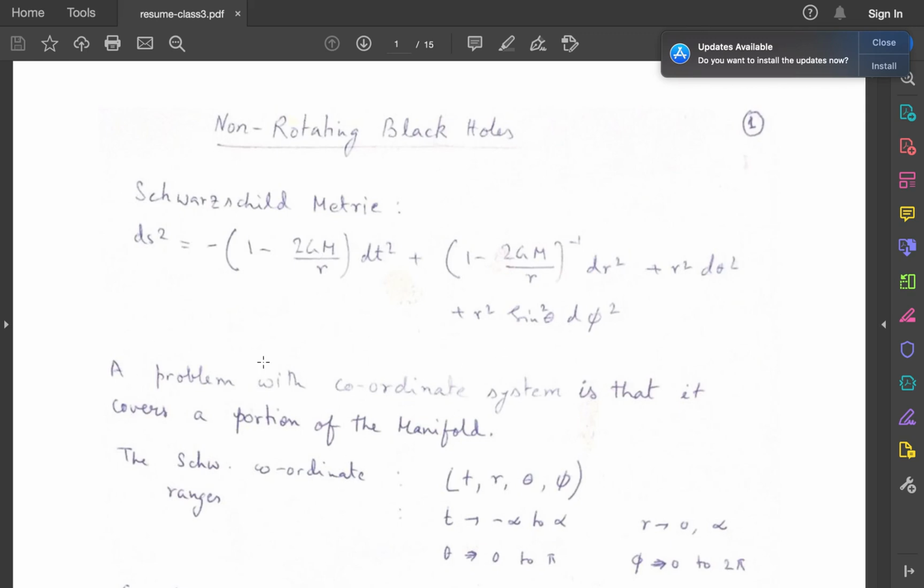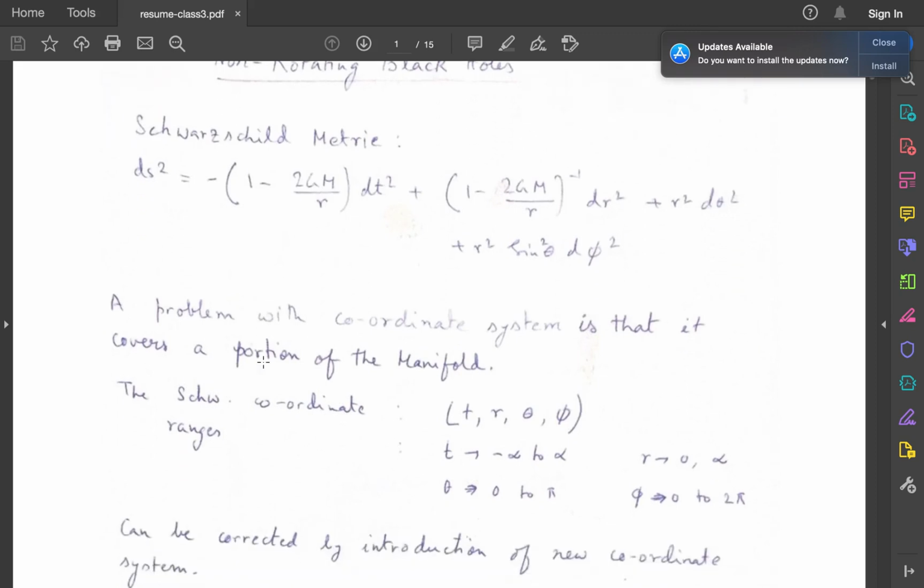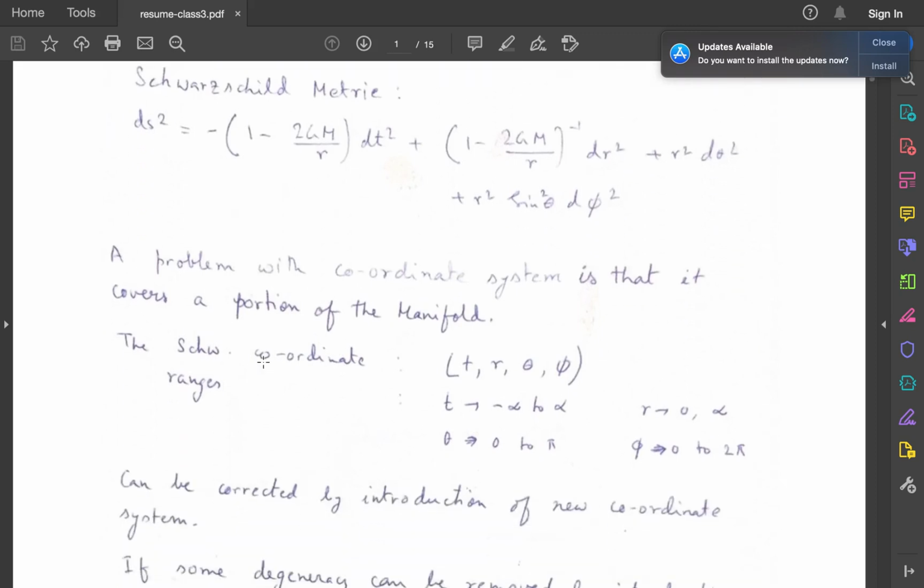What is the problem with the coordinate system is that a particular coordinate system can cover only a portion of the manifold. Okay, it cannot cover the whole manifold. Some points are left beyond. So let us see what these Schwarzschild coordinates cover.